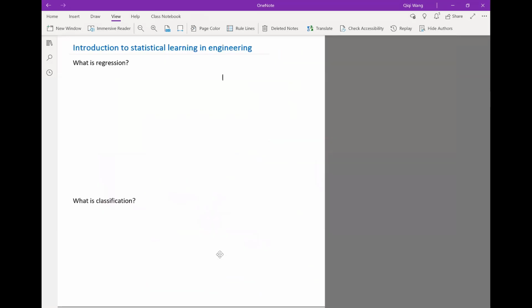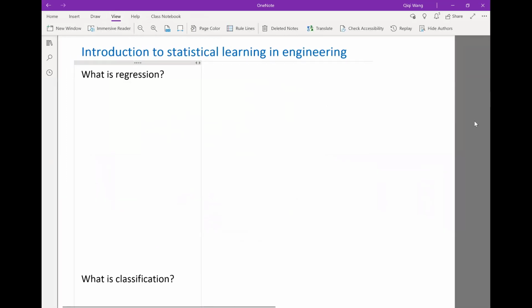Okay, so that leads us to an overview of machine learning, which is really a fancy, newly invented word for statistical learning, which has been around for a while. There are two main categories of statistical learning, called regression and classification. They differ in the goal.